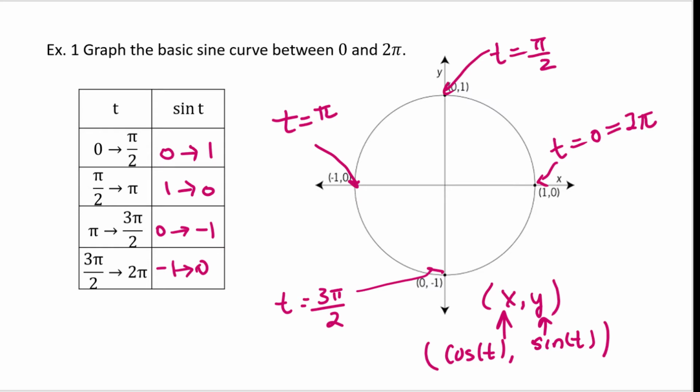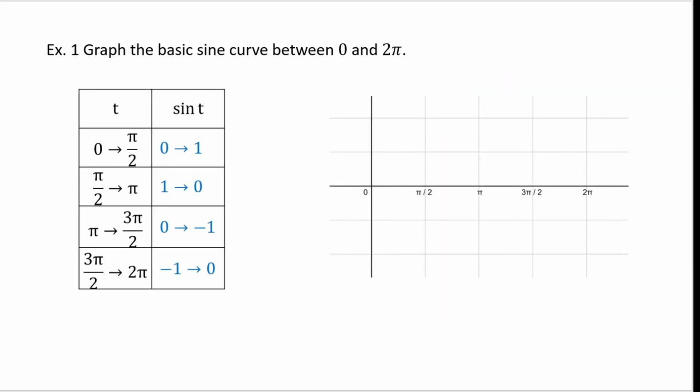Let's mark these points on the actual XY grid. The points we are plotting, the t's are along the x-axis or the horizontal axis, and the sine value, f of t, is the y. So at 0, the corresponding sine value is 0. At pi over 2, the corresponding sine value is 1. At pi, sine is 0. At 3 pi over 2, the sine value is -1, and when t is 2 pi, sine of 2 pi is 0.